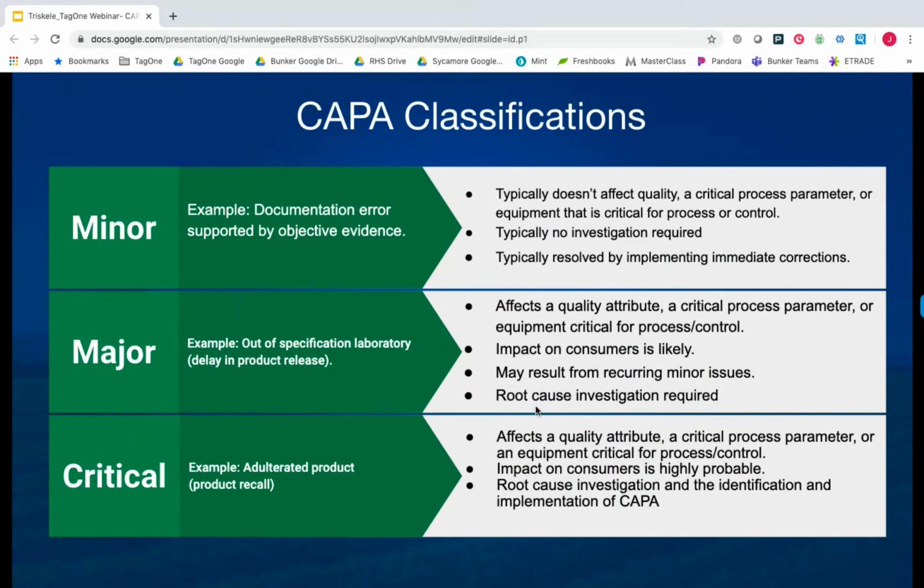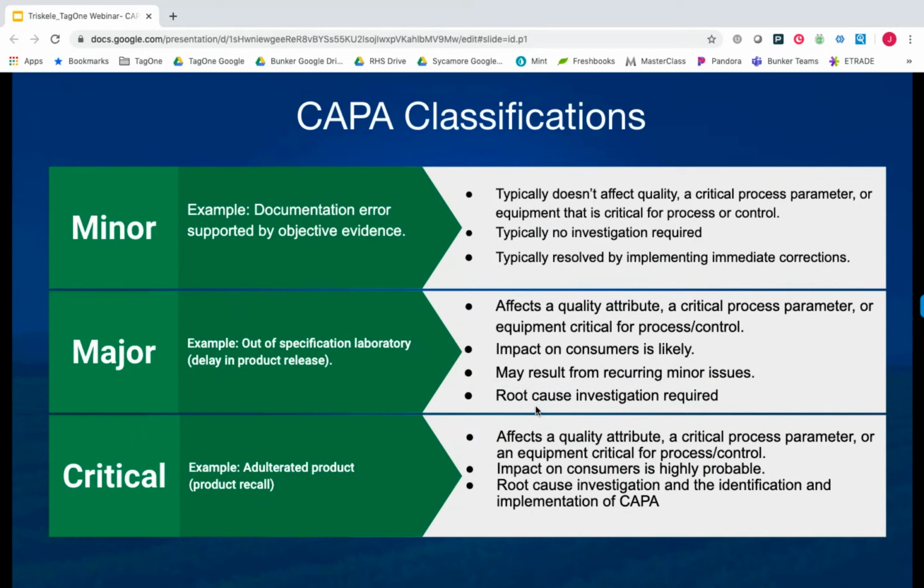Same thing. So a minor CAPA would be something that typically doesn't affect product quality. You may not have to do a root cause investigation, and most likely it will be corrected with a simple implementation of a correction. An example of this would be a documentation error on a batch record, where you would resolve that issue through your good documentation practice procedure, get it approved, move on.